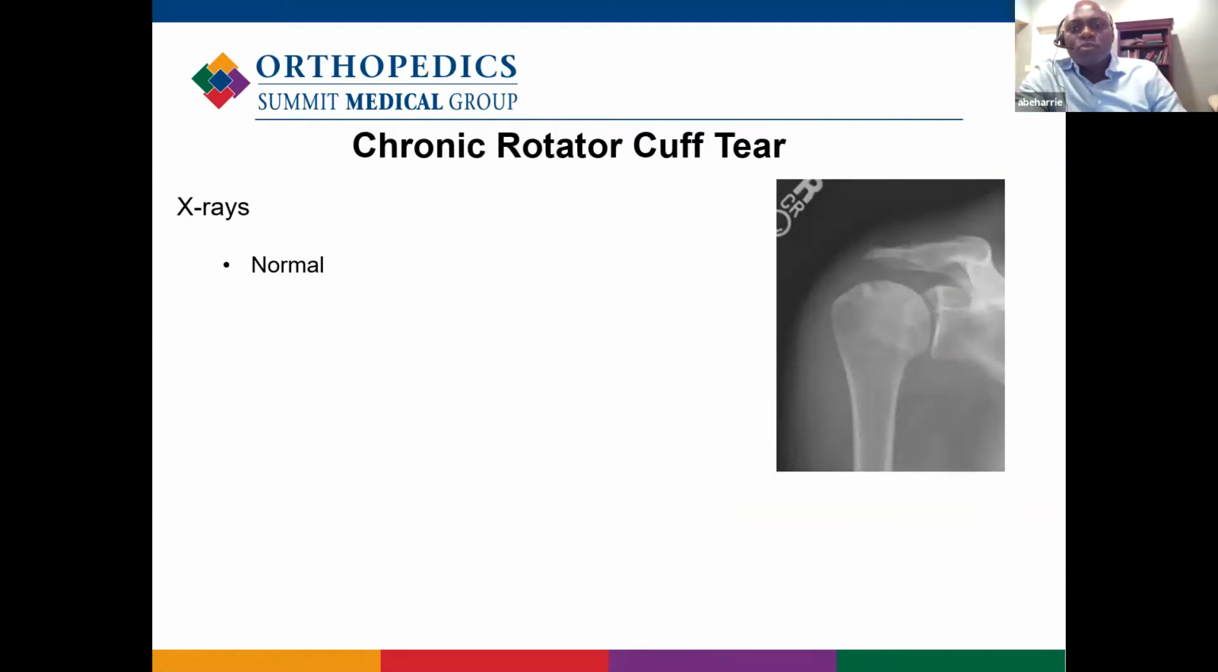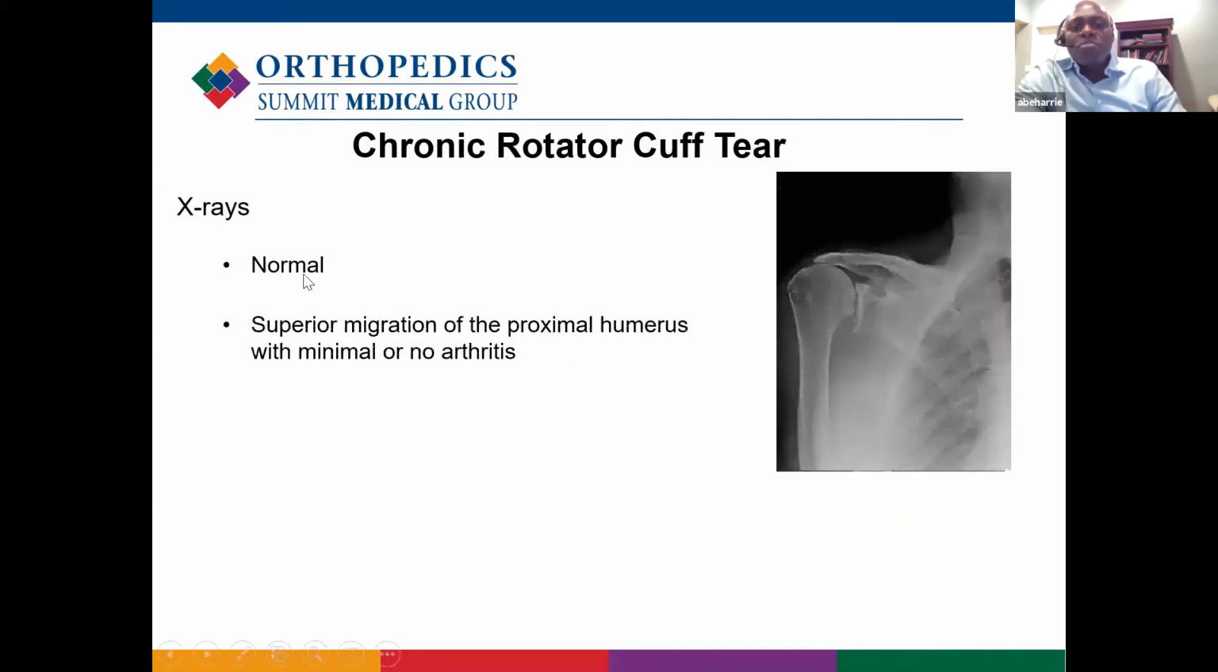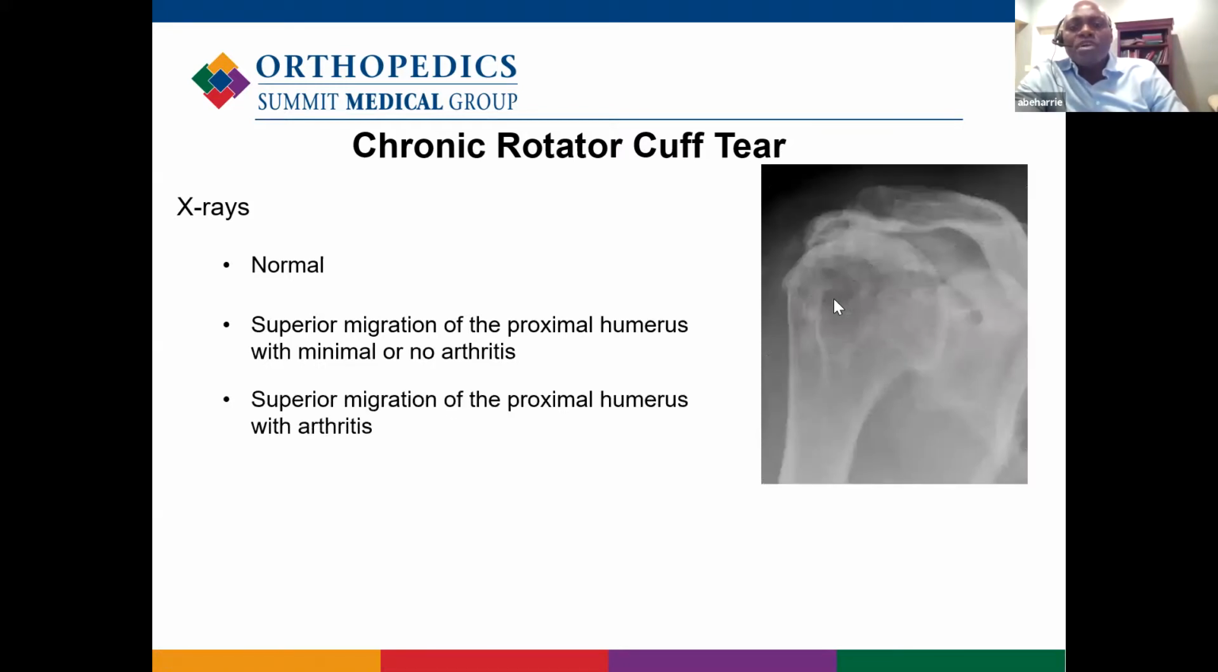When patients present with chronic rotator cuff tears, the x-rays might be normal, or they may show, as I mentioned, that the ball has ridden high and is now sitting right under the acromion. So instead of the ball sitting right against the socket, it's now proximal or elevated with respect to the socket of the shoulder. Over time, that leads to arthritis. And this is a patient that has end-stage arthritis due to a chronic rotator cuff tear. We refer to it as rotator cuff arthropathy.